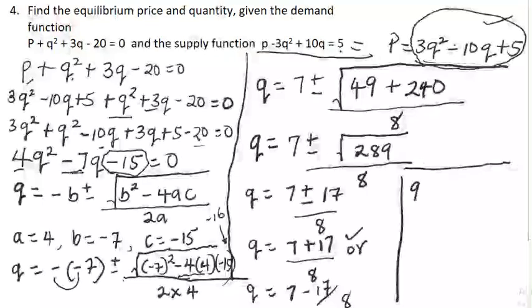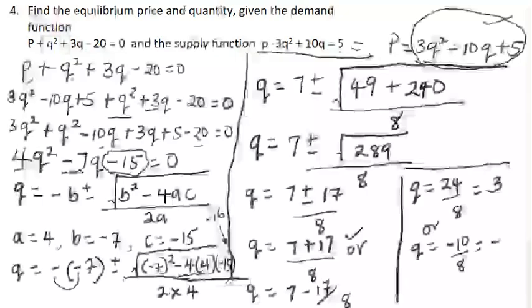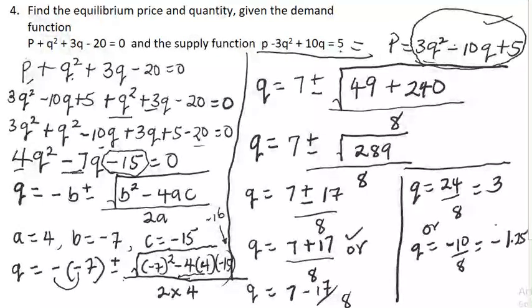For the first one, Q equals 7 plus 17, which will give us 24. 24 divided by 8 will give us 3. Or Q equals 7 minus 17 for the second one, which will give us minus 10 over 8. Minus 10 divided by 8 will give us minus 1.25. So we've gotten the values for Q. Since neither price nor quantity can be negative, we are going to pick the first one as our answer. Q will be the positive value, which is 3. So that's the equilibrium quantity.